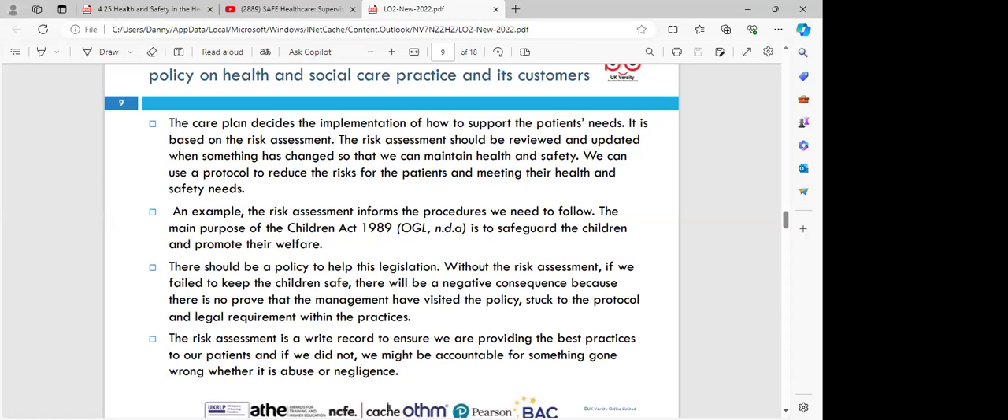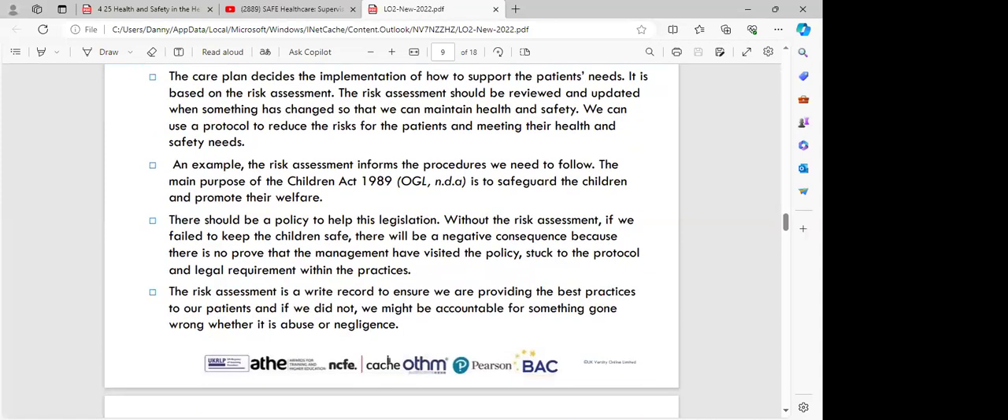Okay. Another risk assessment may be that once in a while the patient would have to smoke, but maybe he might be allowed to smoke, but not within the building. You understand? You'd have to escort the patient outside the building to smoke. So these are what we call risk assessment. Okay. So, for example, a risk assessment informs the procedure we need to follow.